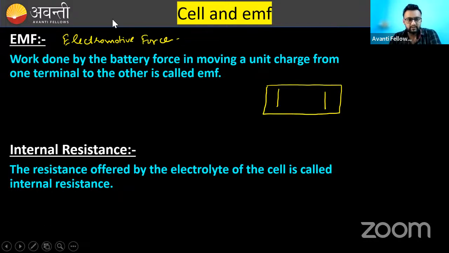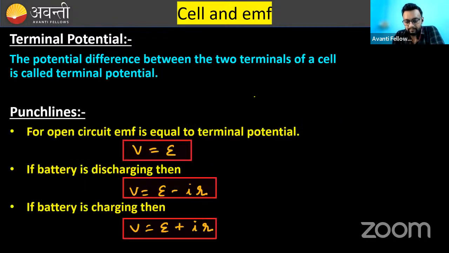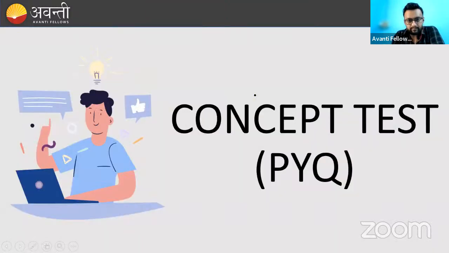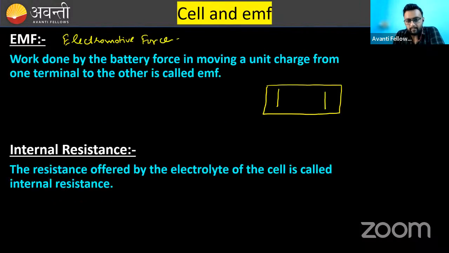Can you just give me 1 minute? Battery has two terminals. Let's suppose this is terminal A, this is terminal B.